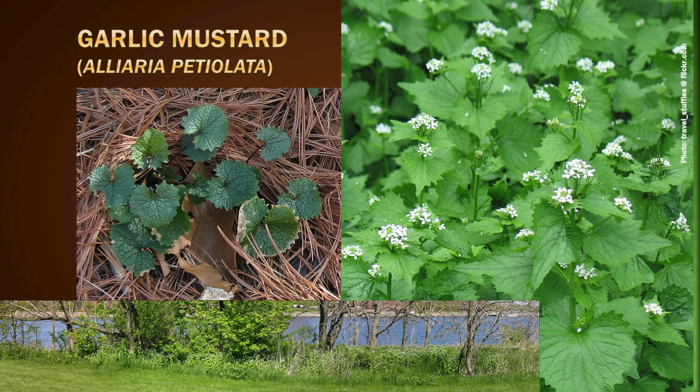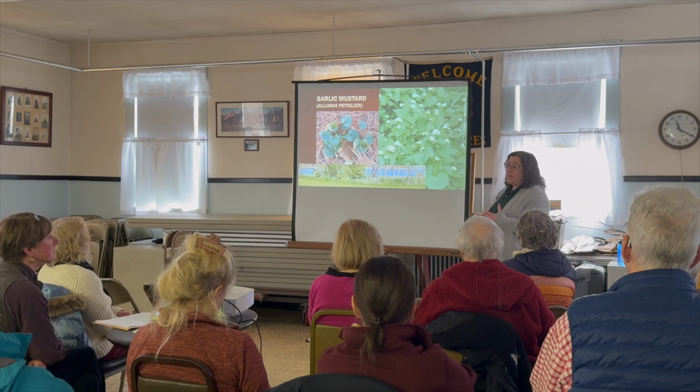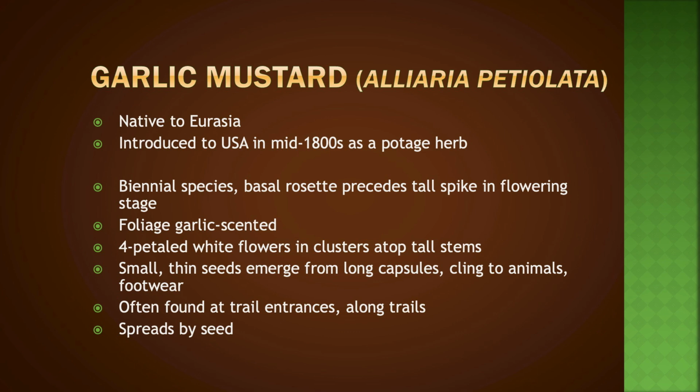So garlic mustard is a biennial plant. First year, you just get these low-growing leaves that have scalloped edges, and only in the second year does it bolt up and flower, and then once it flowers, it dies. Garlic mustard is called garlic mustard because it has really stinky, garlic-scented foliage. It was actually brought here as what we call a potage herb. So folks were just growing it in their gardens to put into salads. You can eat it if it's growing in an area that you think has good soil.